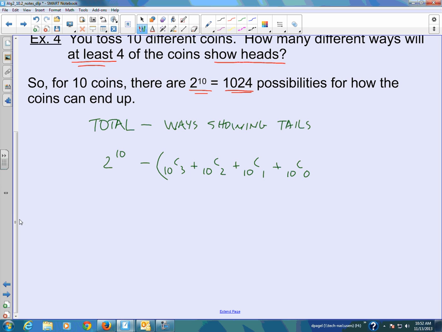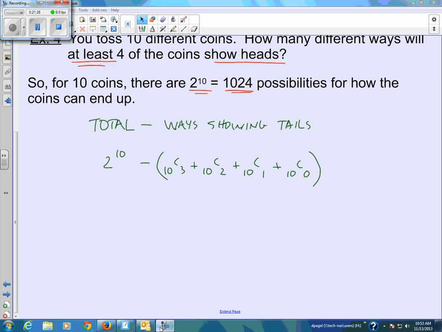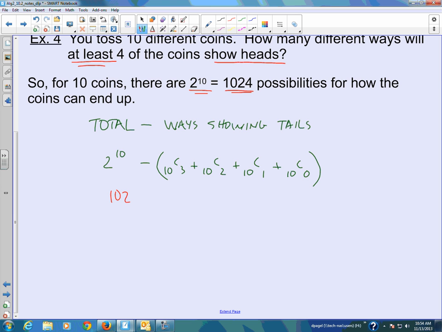So we're really subtracting this possibility here from 2 to the 10th power. So we have 1024, and then minus 176, and that gave us a total of 848 ways.